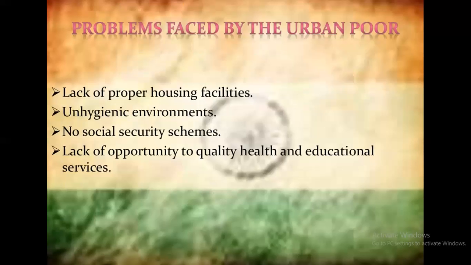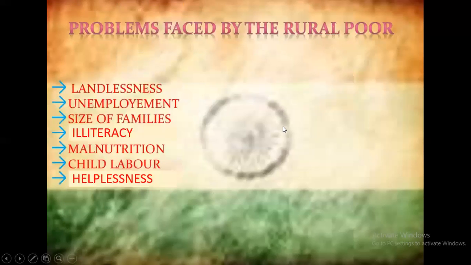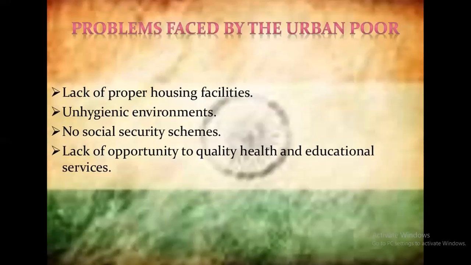Then there is lack of proper housing facilities, unhygienic environments, no social security schemes, or lack of opportunity for quality health and educational services. These are the problems which are faced by the urban poor. Okay, so we have seen the problems faced by the rural poor. We have seen the problems faced by the urban poor.